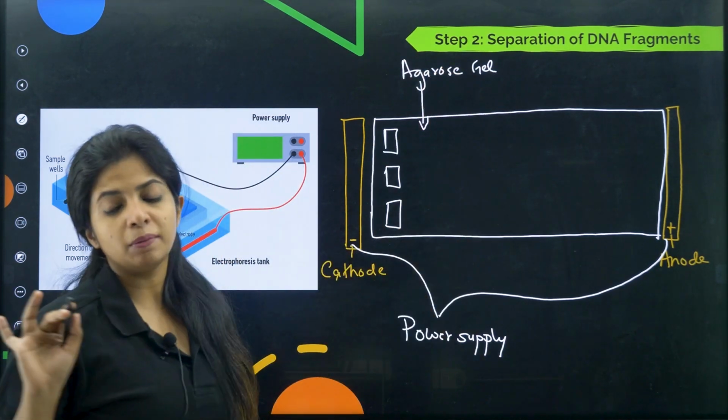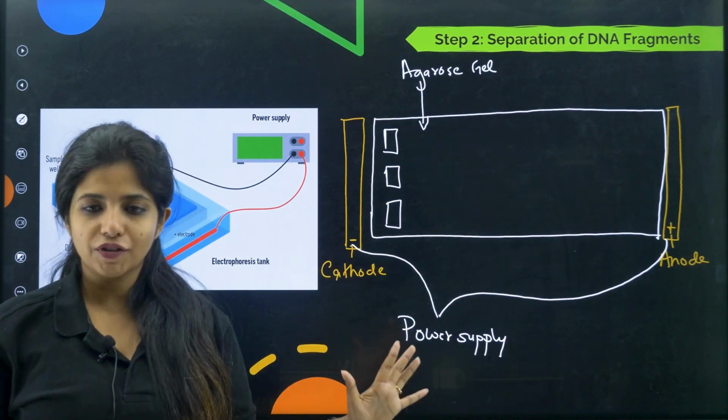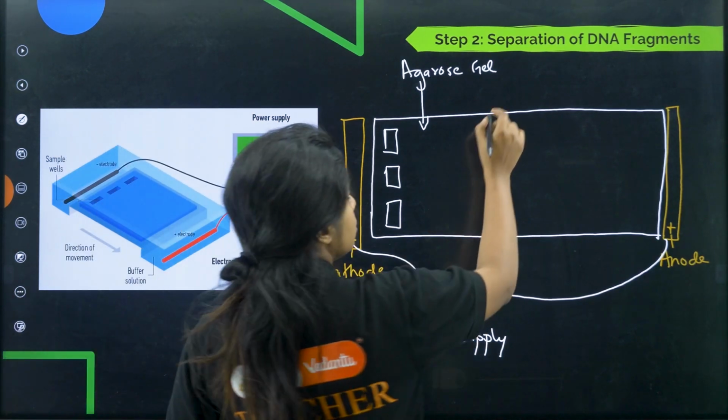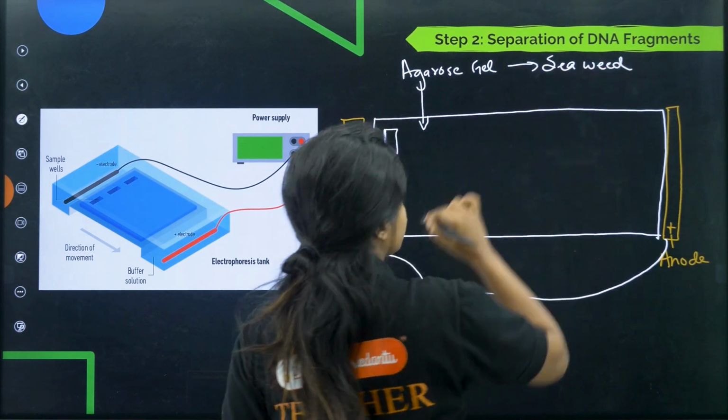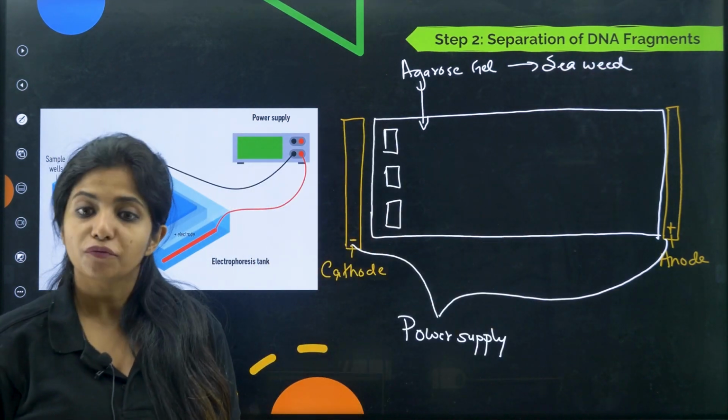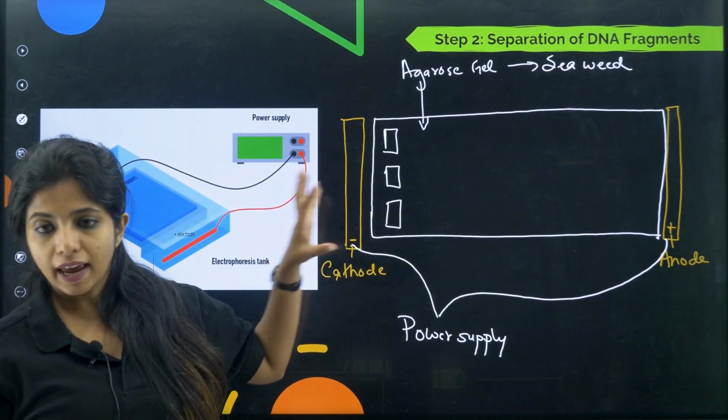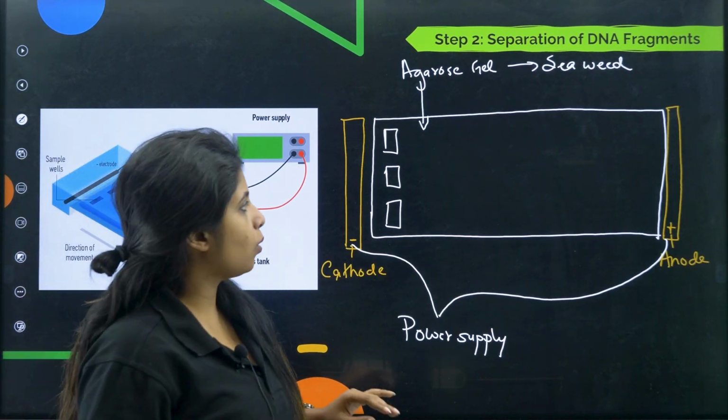Children, you can assume whatever I am teaching you today gives you a question. You can assume like that, okay? So agarose gel is extracted from seaweed. Fine. So over here I have that, okay? Now I am putting my DNA.